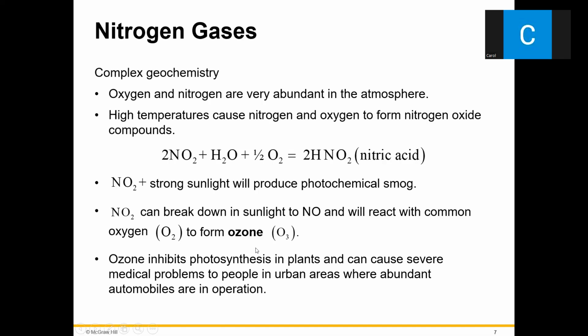Ozone is not good for you. Ozone inhibits photosynthesis in plants and can cause severe medical problems in people in urban areas where abundant automobiles are in operation, because we get a lot of our nitrogen gases from automobiles.